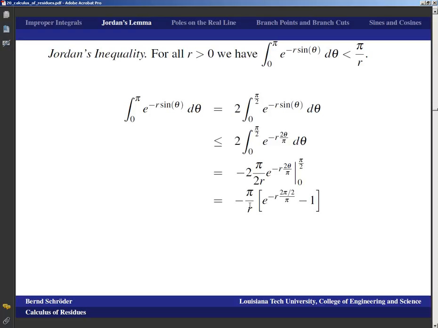And, well, what do we get? This stuff up front here is negative pi over r. And if we plug in pi over 2, we just get e to the negative r 2 pi over 2 divided by pi, minus, at 0, we of course just get e to the negative 0, which is 1. You notice that here everything cancels, and that means that we end up with e to the negative r here, and then the minus sign is pushed in, so this becomes 1 minus e to the negative r. Pi over r is still out front. Well, 1 minus e to the negative r, that's smaller than pi over r because we have 1 and we subtract something positive from it.